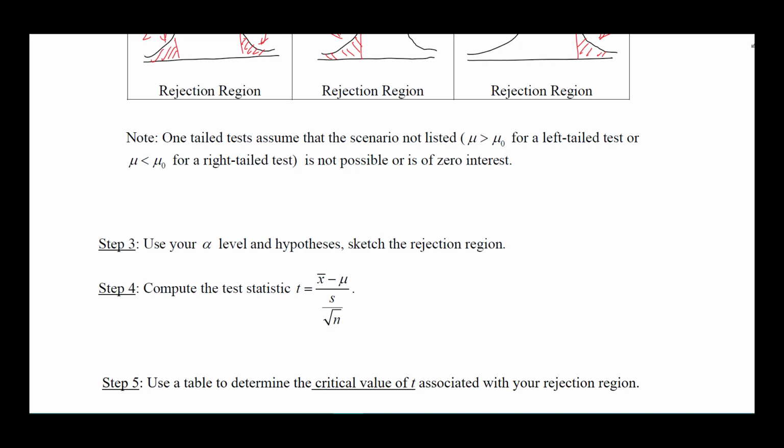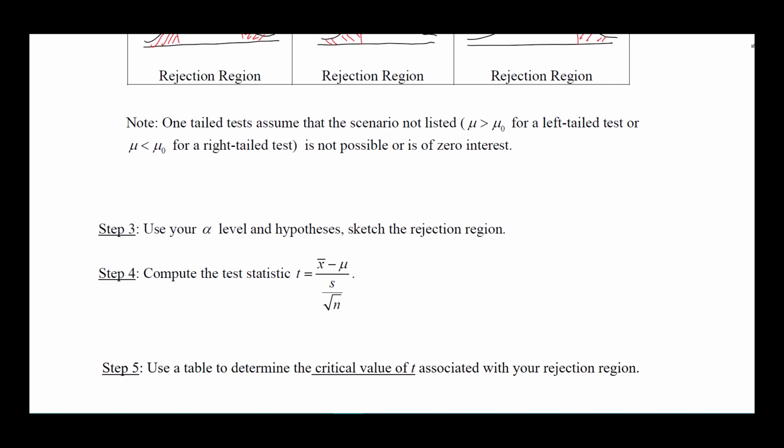We are going to then do two things, and it does not matter what order you do these in. You're going to compute your test statistic, which will be a t-value this time, and you are also going to use the table or some kind of technology to find the critical value of t that is associated with your region.